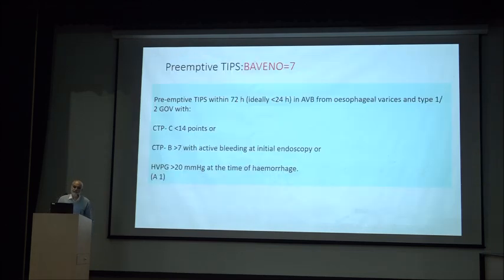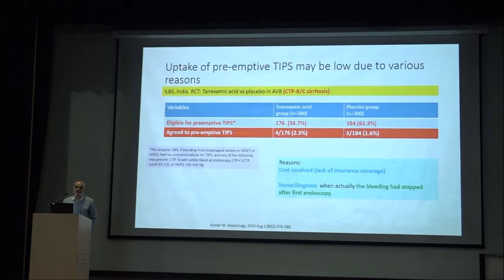So preemptive TIPS has been advocated, and there is a consensus on that. Preemptive TIPS within 72 hours, ideal duration is less than 24 hours, for esophageal varices and type 1 or 2 GOV who have CTP-C less than 14 points, CTP-B with active bleeding at endoscopy, or HVPG more than 20. But uptake of preemptive TIPS is actually very low.